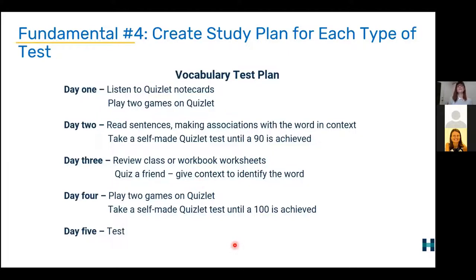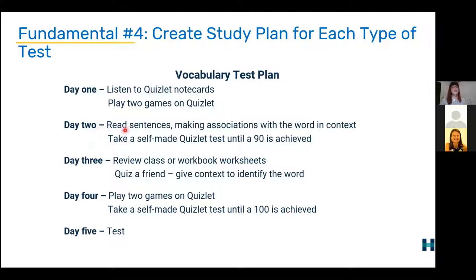Now, this is something that you start with, and each time you take the same kind of test, you use it and you modify it if needed. So here's an example of a student who wrote a vocabulary test plan. They were pretty routine, about every 2 or 3 weeks, and made a list of all the things that made it quite helpful: listened to Quizlet notes on day one, and played 2 Quizlet games. So that's what my plan was for day one. And she did that every time she had a test on day one.